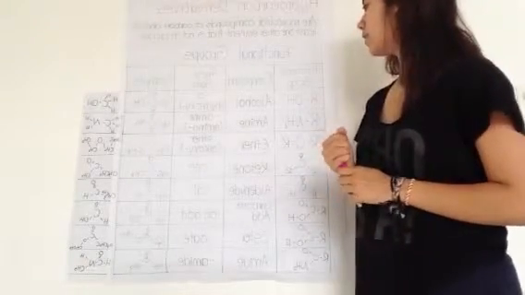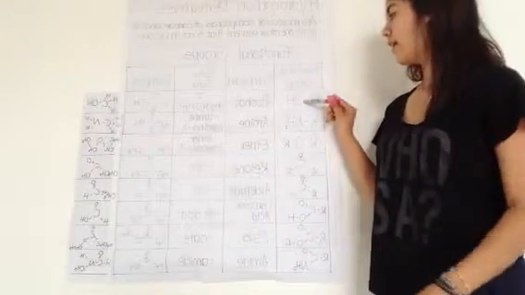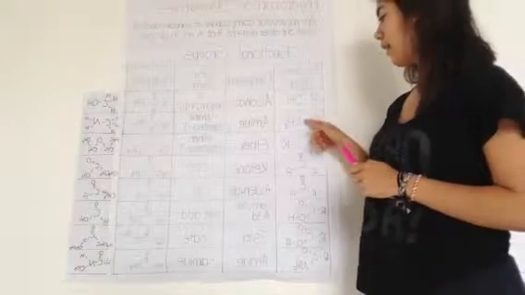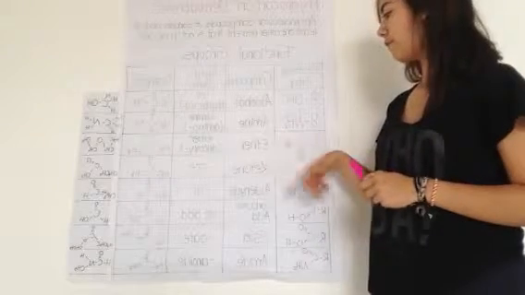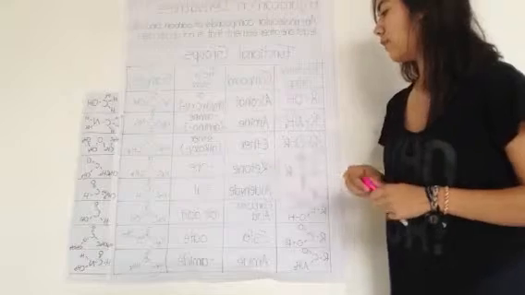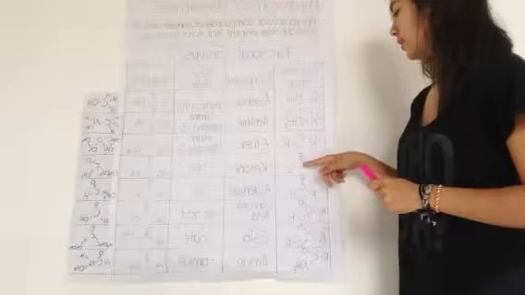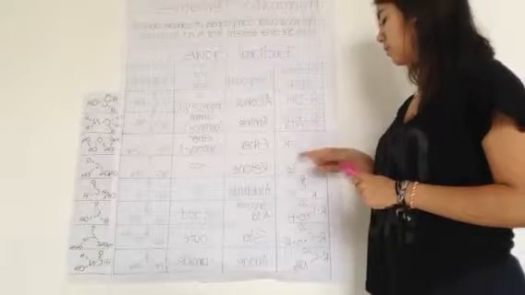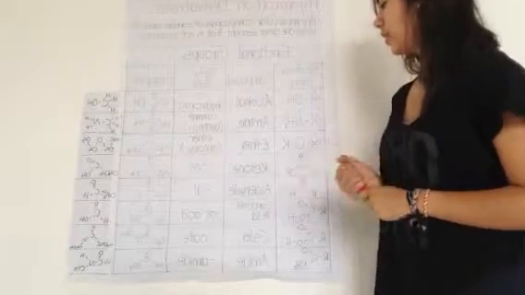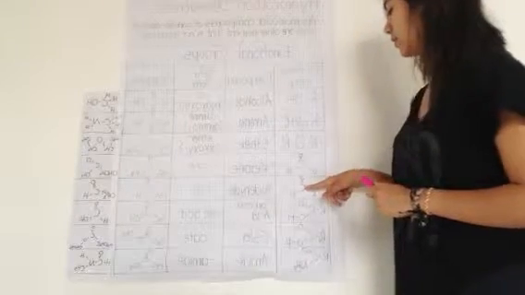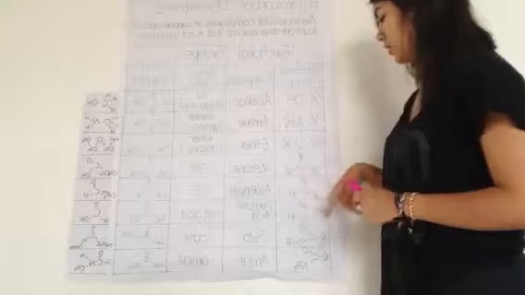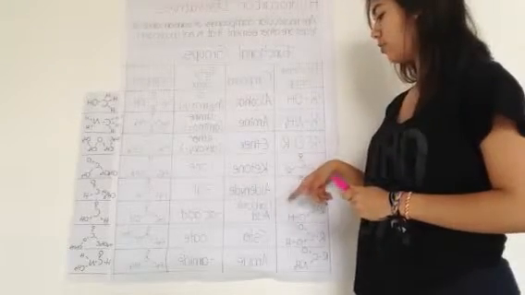The first is alcohol, which is R-OH. Then we have amine, R-NH2. Then we have ether, that is R-O-R. Then we have ketone, that is a central carbon double bonded to oxygen, and then we have two R's. Then is the aldehyde, that is a central carbon double bonded to oxygen, and then we have an R, and then a hydrogen.